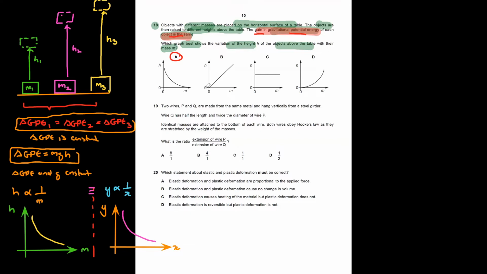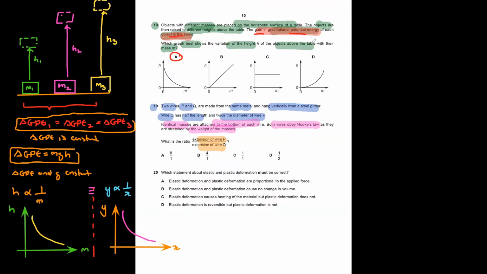Okay, question 19. You have two wires P and Q that are made from the same metal and hang vertically from a steel girder. Wire Q has half the length and twice the diameter of wire P. Identical masses are now attached to the bottom of each wire. Both wires obey Hooke's law as they are stretched by the weight of the masses. What is the ratio of extension of wire P to that of wire Q?